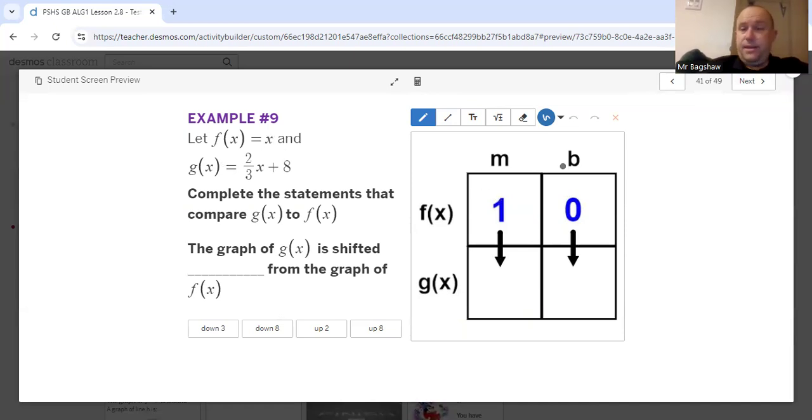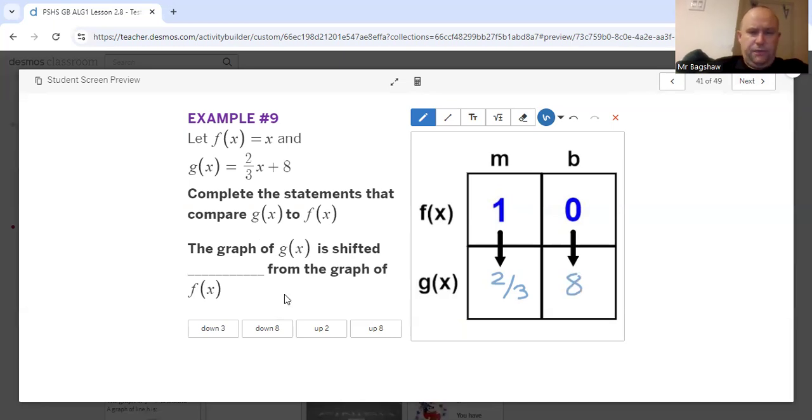And as there's no number at the end here, that means the y-intercept is 0. This one here for g of x, it says 2/3 x. So let's put 2/3. Remember, we use m for slope because it's like mountains. And 8 is the y-intercept here. And then we can start looking at the questions.